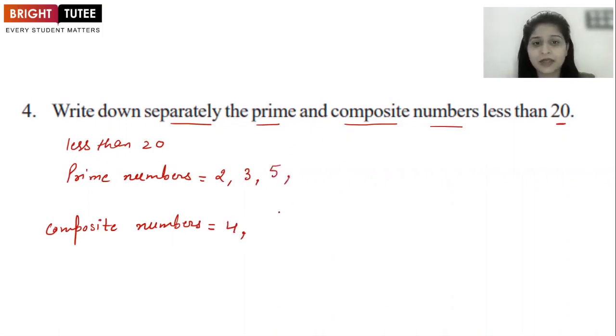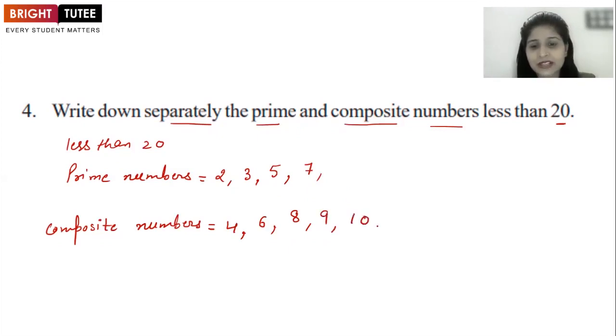5 is a prime number, 6 is not a prime number because 6 is divisible by 1, 2, 3 and 6. So it has many factors, not just 1 and the number itself. So 6 is also a composite number. 7 is prime because it doesn't have any factors other than 1 and 7. Then 8. 8 will be divided by 1, 2, 4 and 8. So there are many factors, not a prime number. 9 will also be divisible by 3 other than 1 and 9. So it is a composite number.